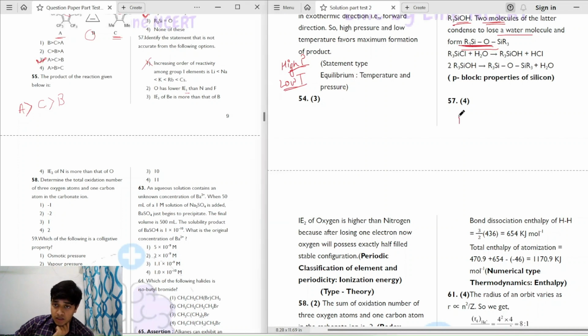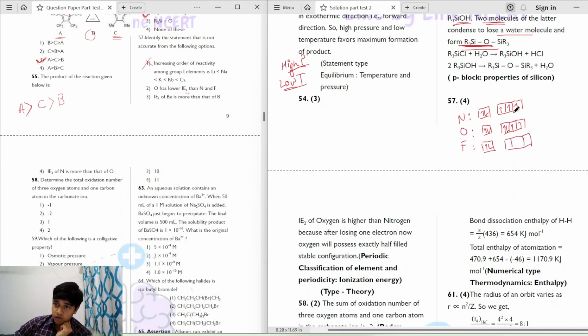So let us draw the electronic configurations for nitrogen, oxygen and fluorine. If we draw the valence shell configurations for them, for nitrogen we have 2s2 2p3, right? For oxygen we have 2s2 2p4, right? And for fluorine we have 2s2 2p5, right?